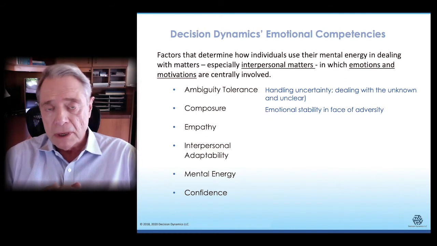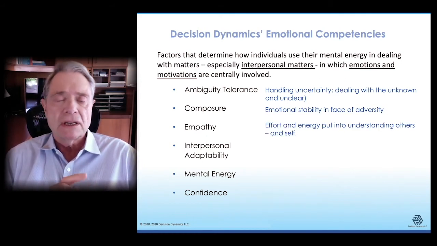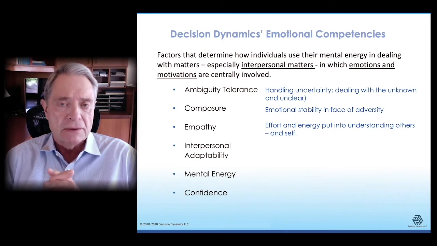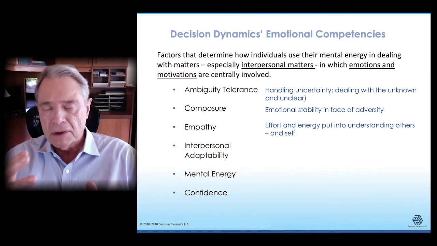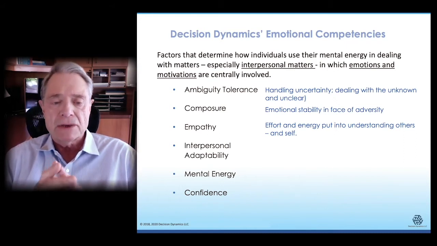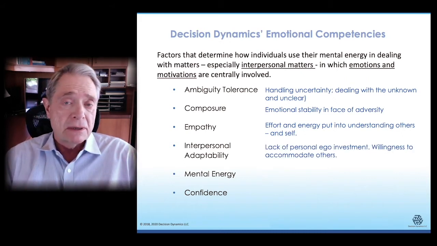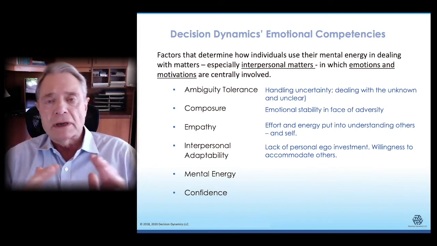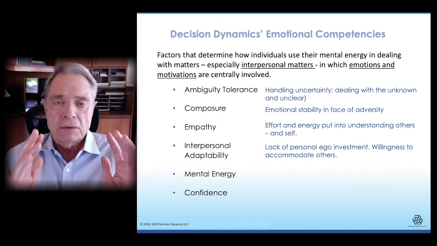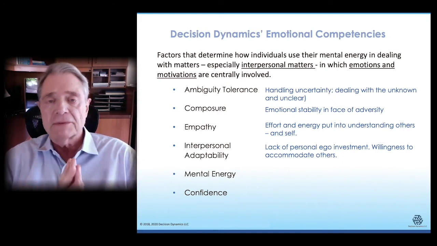The third emotional competency is empathy, and that's the amount of energy that a person is likely to invest in understanding other people, in being able to perceive and anticipate other people's reactions. The fourth is interpersonal adaptability, and that's simply a person's likelihood to shift or adapt different behaviors to deal with different circumstances or particularly different individuals or groups of individuals.